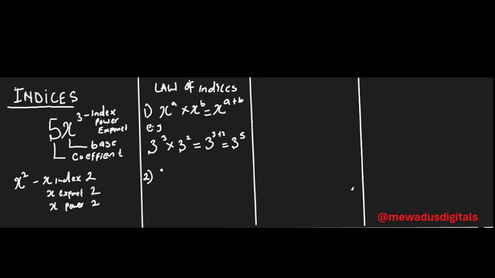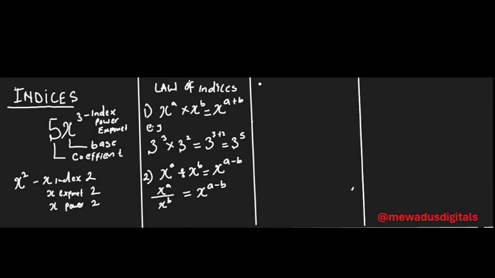Second law, you have x raised to power a divided by x raised to power b. x raised to power a divided by x raised to power b is going to give us x raised to power a minus b. Here it is saying that when we have the same base and the operation between them is division, all you do is take one of the base and subtract their power. Alternatively, this could also be written as x raised to power a over x raised to power b. It's also the same thing as saying x raised to power a minus b.